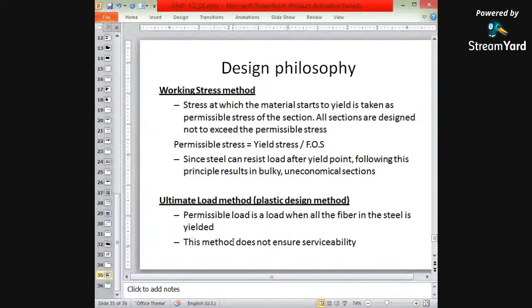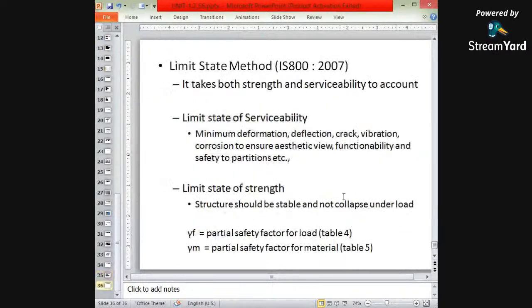This method does not ensure serviceability. We cannot consider serviceability in the case of the ultimate load method. The next method is again important, and it is the last one we study. In IS 800:2007, or in this steel structures subject, we will consider the limit state method. We will not consider the working stress method, or the ultimate stress method. We will consider the limit state method.